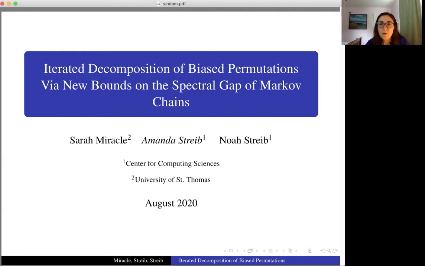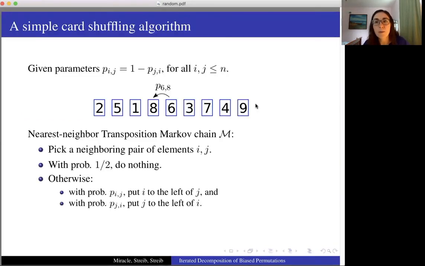In this talk, we're going to explore the decomposition method as a way to bound the spectral gap of Markov chains. We'll start with our main application, which is the problem of sampling biased permutations. We assume we're given a set of parameters, Pij, for all pairs i and j.